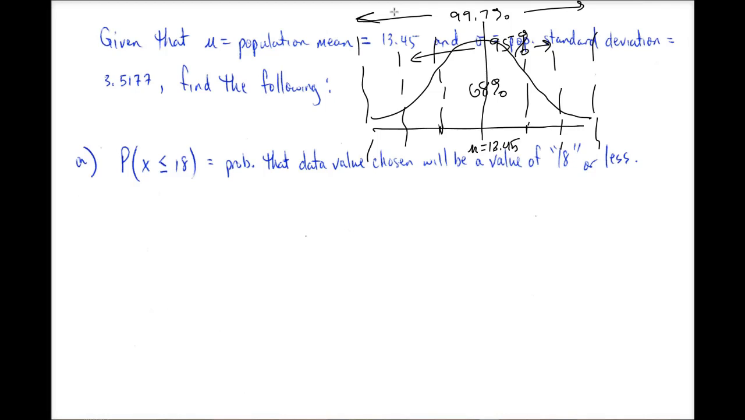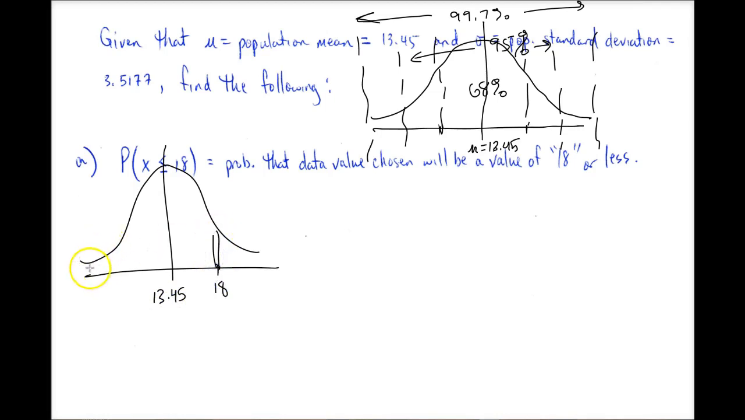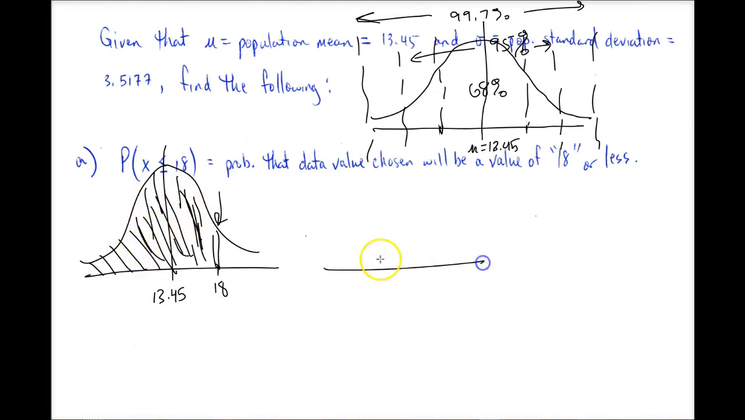So to put this into perspective, if the mean is 13.45 here, 18 is about there, and what we're trying to do is find the area under the curve of this normal distribution graph from way over to the left to right here at 18. And you can see that this area covers a vast majority of the area under the curve.